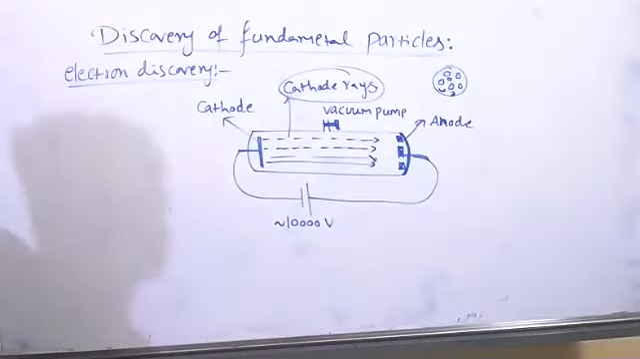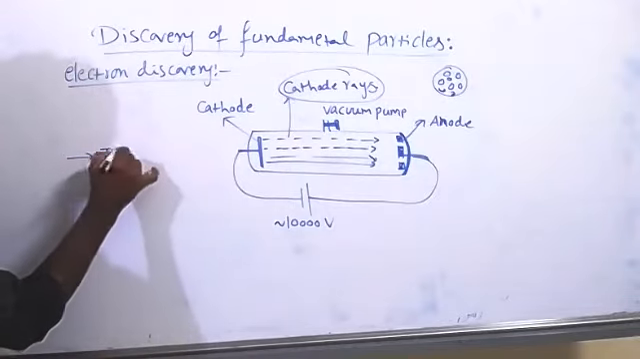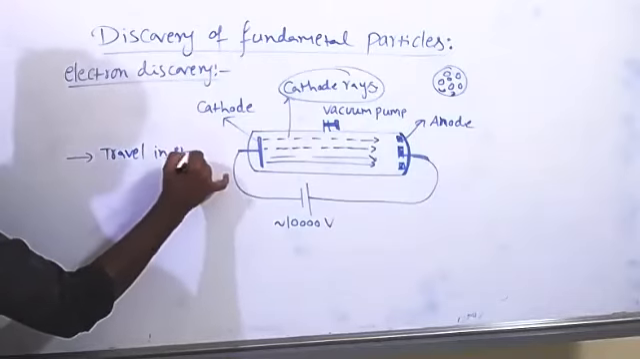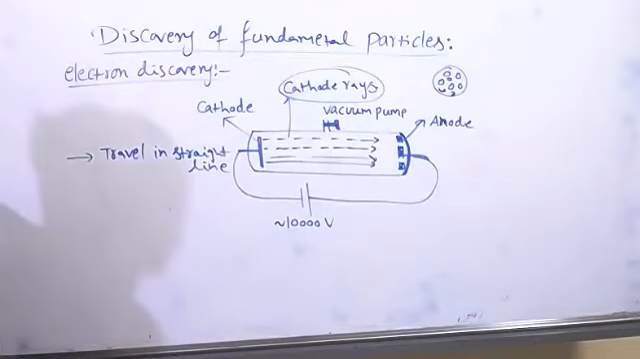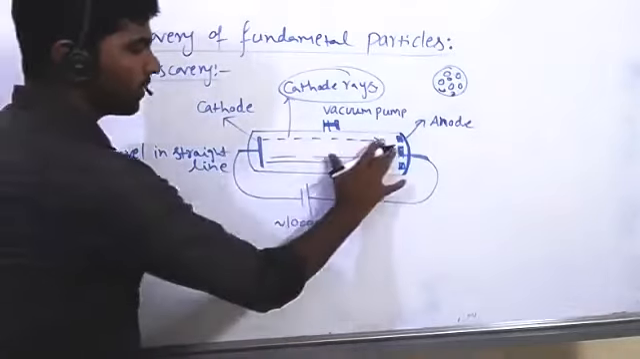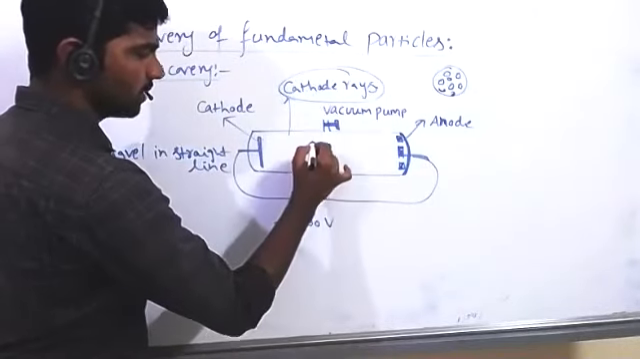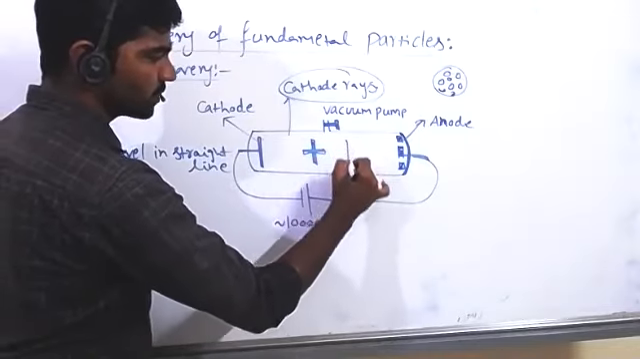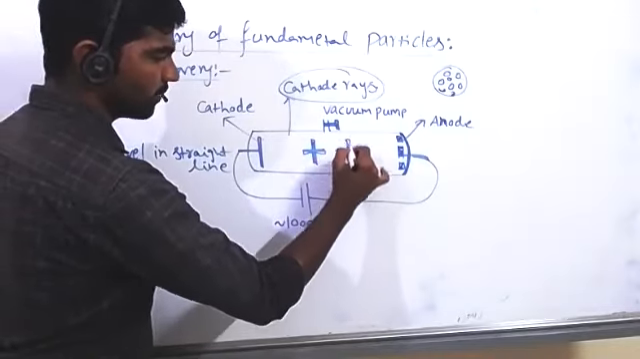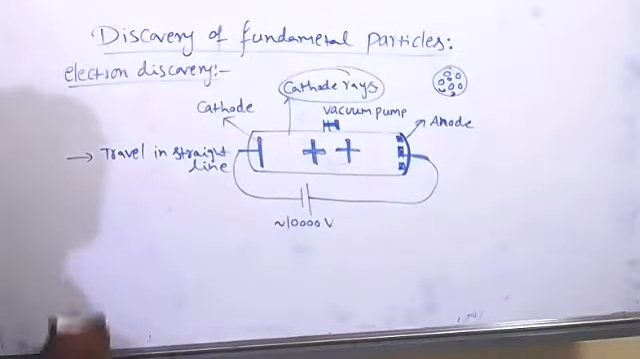If you observe its properties, like light rays, cathode rays also travel in a straight line. If you place any object in the path of cathode rays, it gives a shadow. Here a shadow is formed, and this confirms that cathode rays travel in a straight line. Next point.